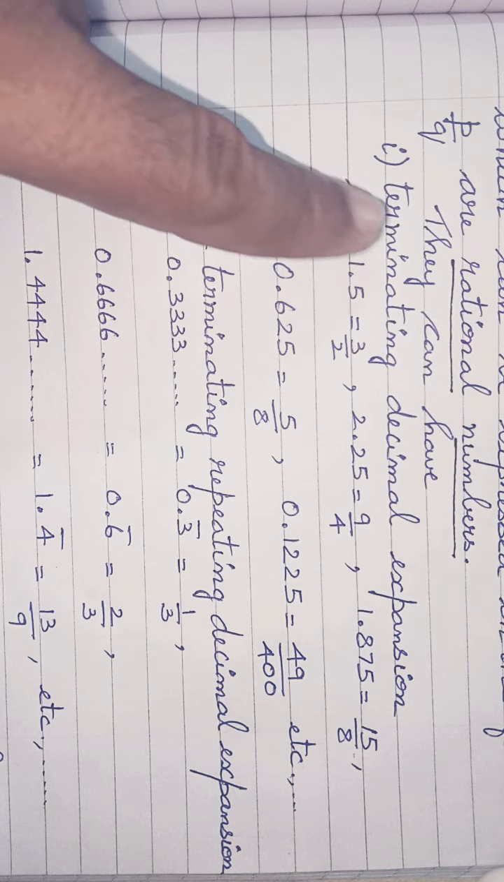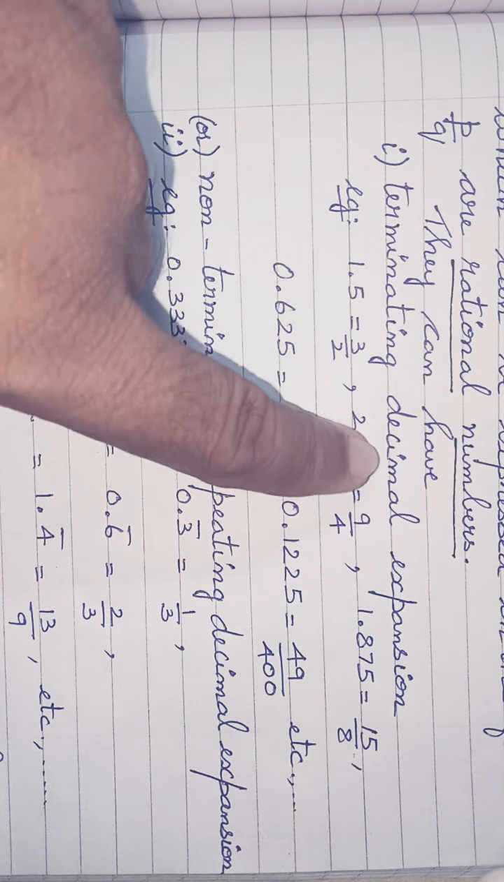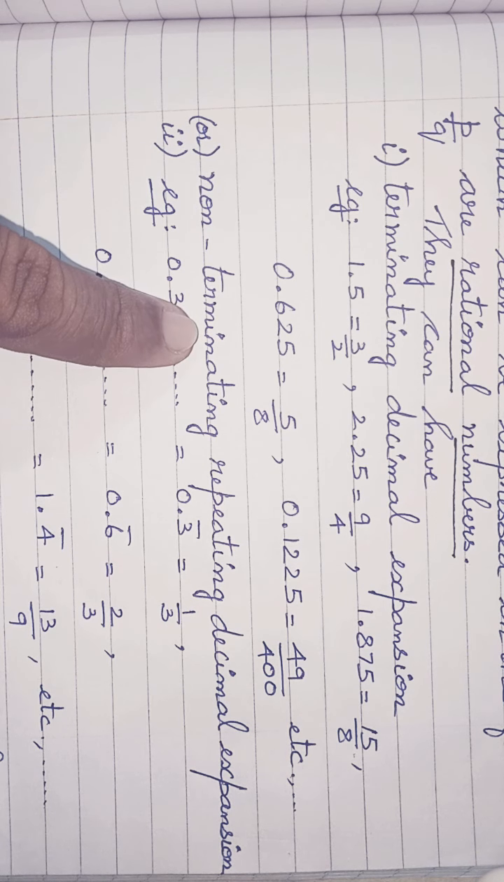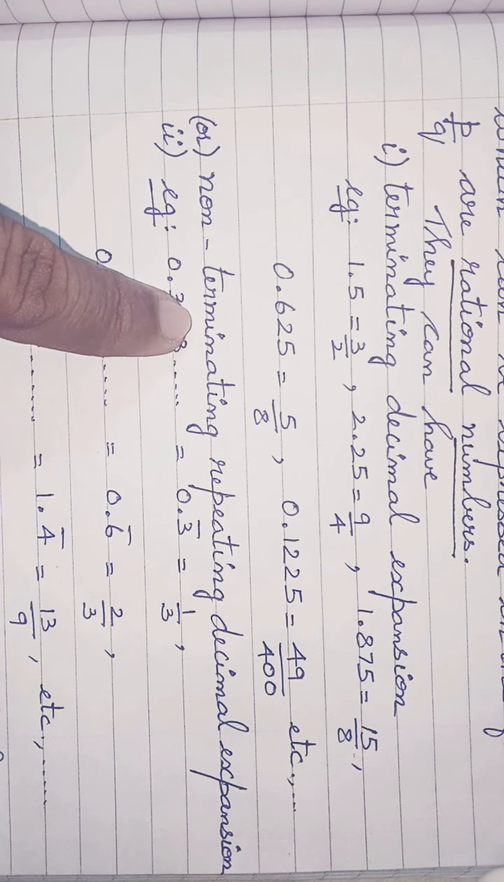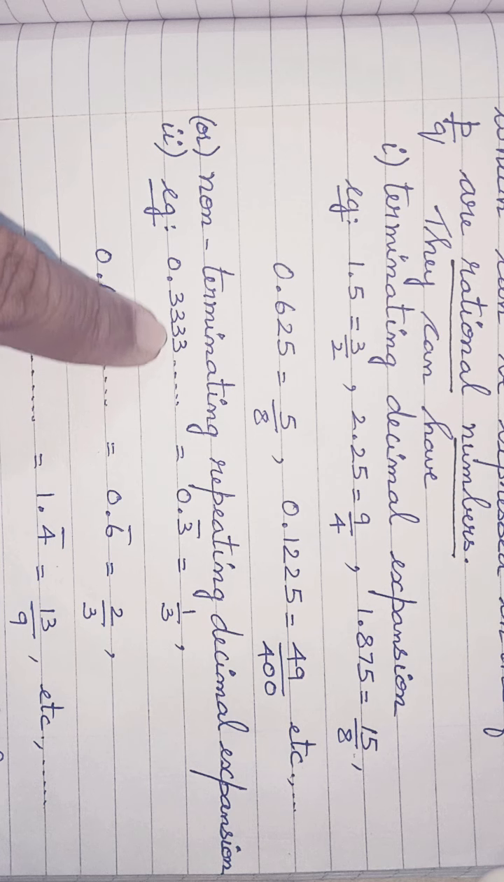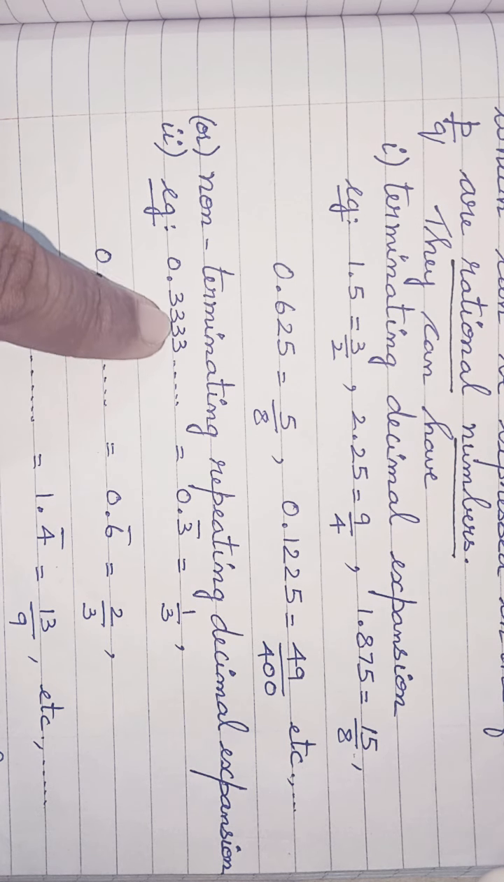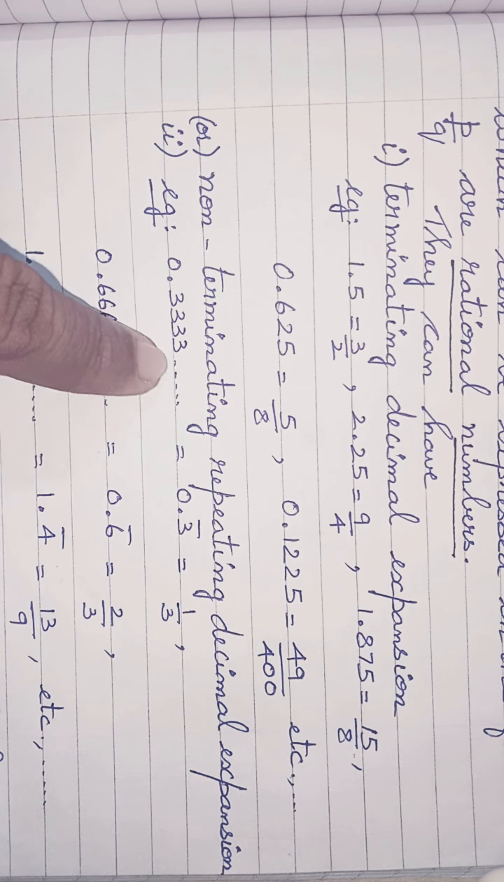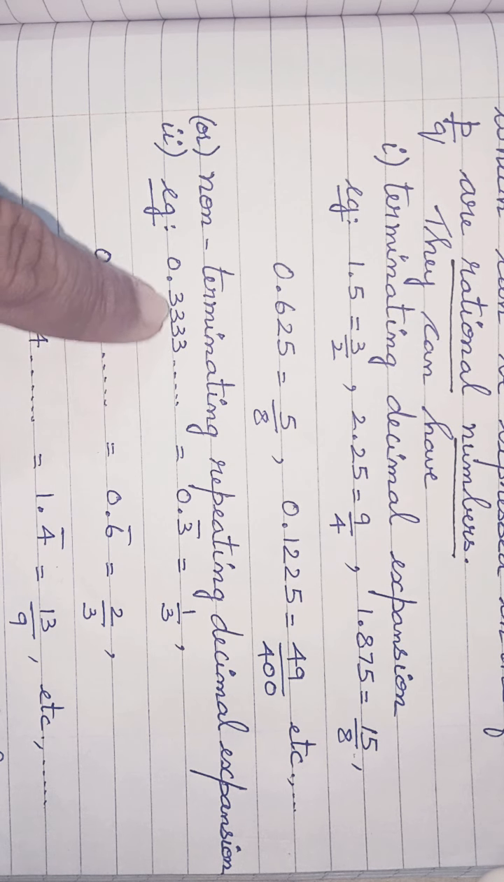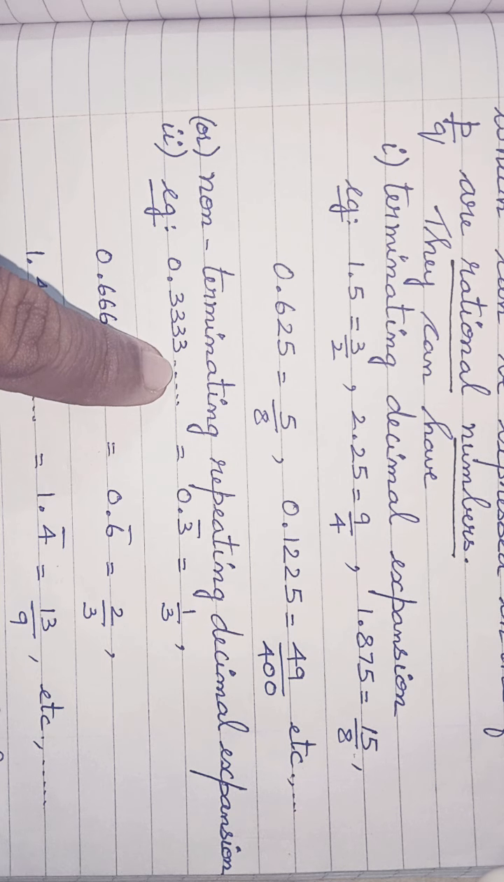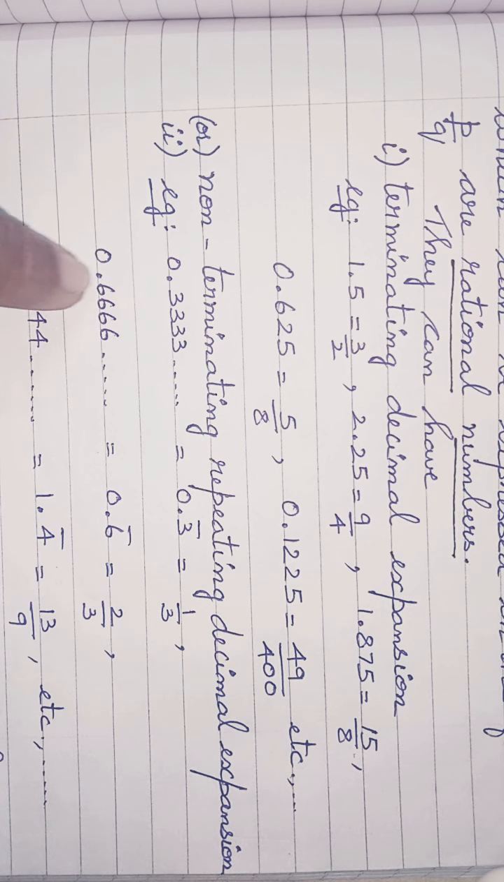Rational numbers will either have a terminating decimal expansion, or, if they are non-terminating, that is, if they are going to have a never-ending decimal expansion like this, then the digits in that never-ending decimal expansion will be repeating, that is the same numbers will be repeating again and again. I have given you some examples for that.